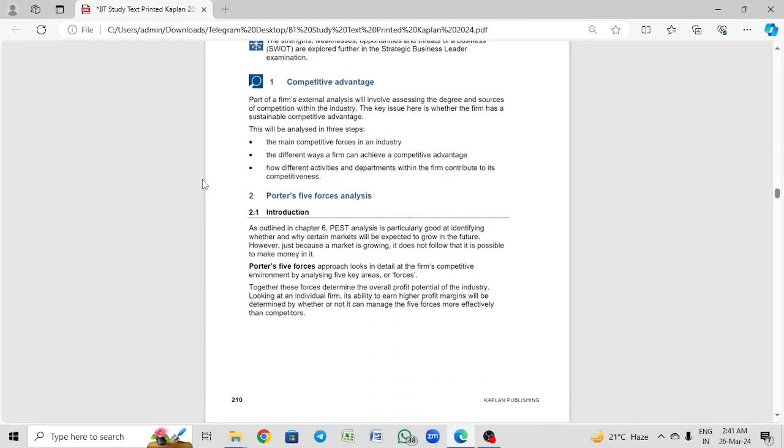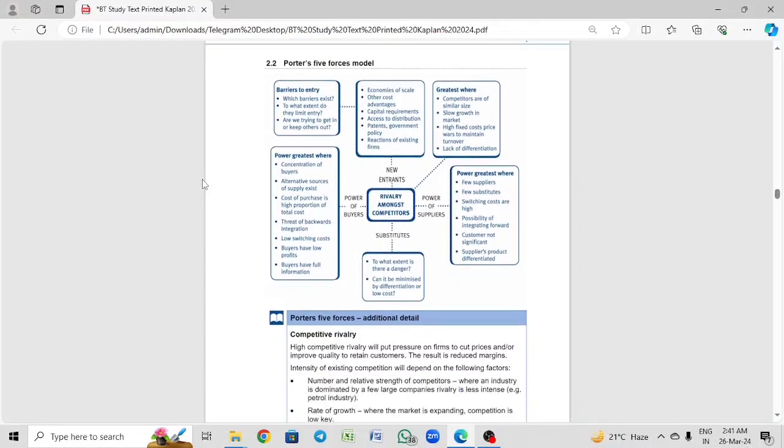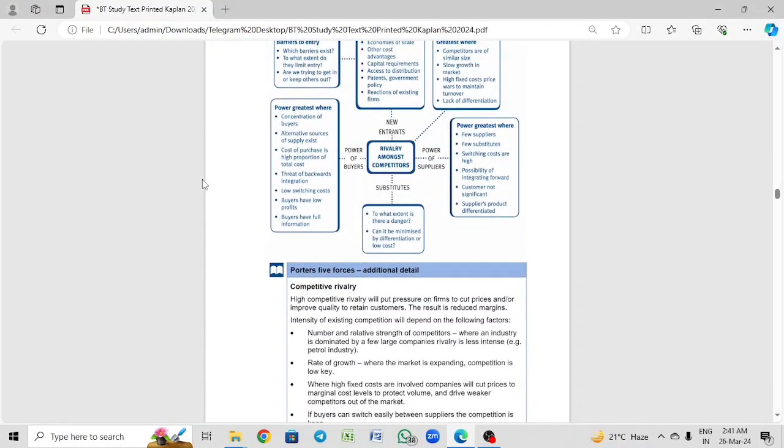So first let's discuss Porter's 5 forces analysis. Porter gave 5 forces that affect the competitive analysis of a business, which are the threat of new entry, the existence of substitutes, the bargaining power of the buyer, the bargaining power of the supplier, and competitive rivalry. So let's discuss these one by one.